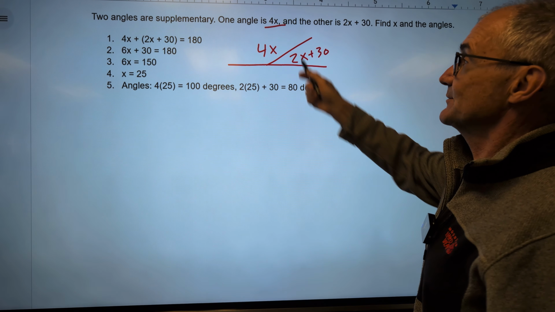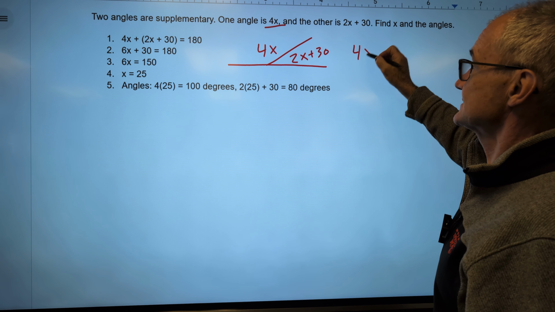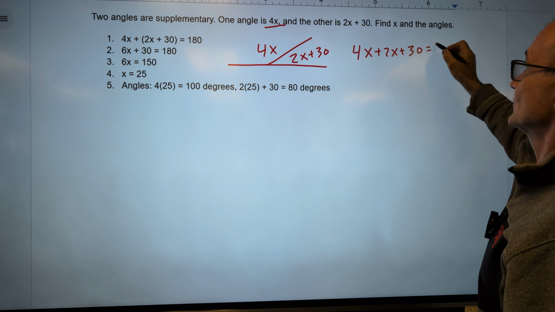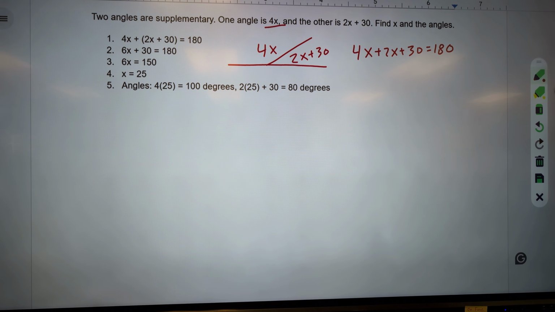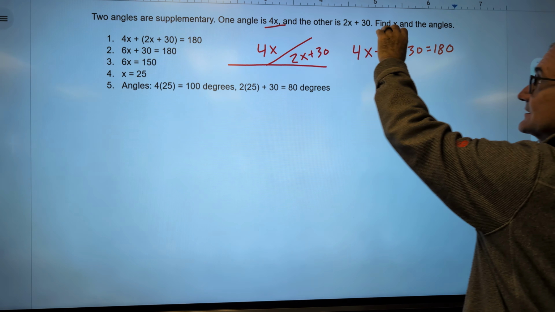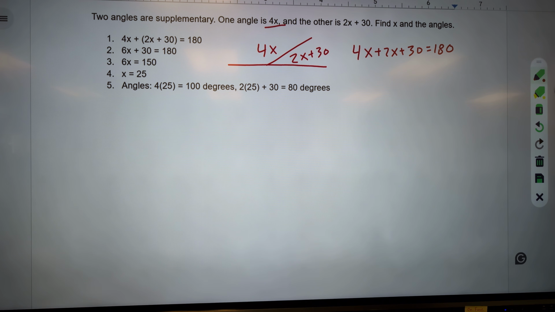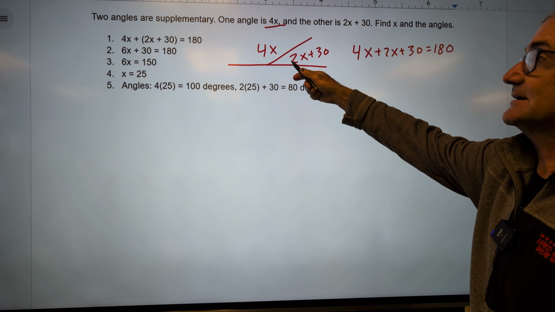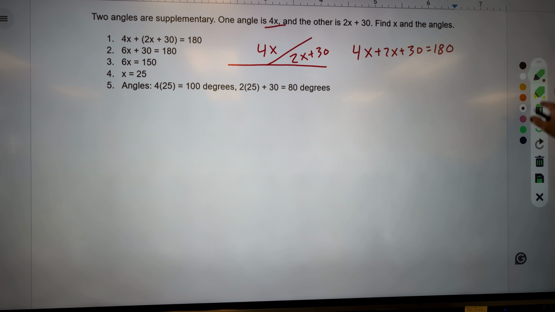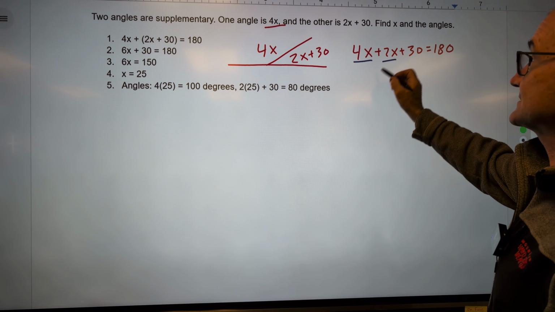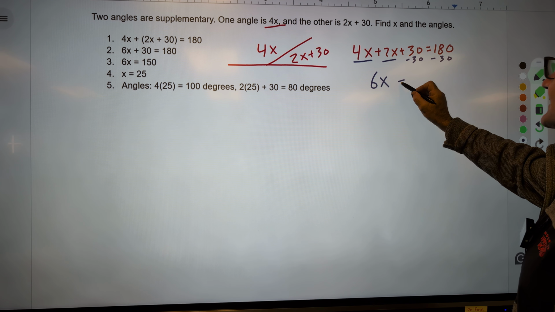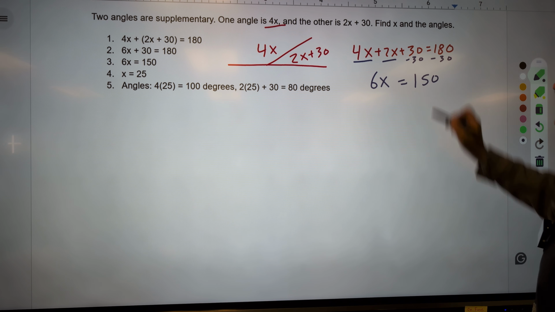So they are supplementary, they add to 180, so I have 4x plus the other angle, 2x plus 30, equals 180. Again, first thing I want to do is take that sentence, convert it into a picture, take that picture, convert it into an equation, solve that equation, plug the values back in, reread the question, and make sure I'm solving for the correct things. So next step is combine similar terms. 4x and 2x is 6x. Subtract 30 from both sides. 6x equals 150.